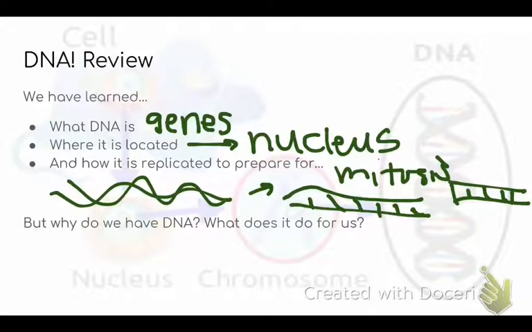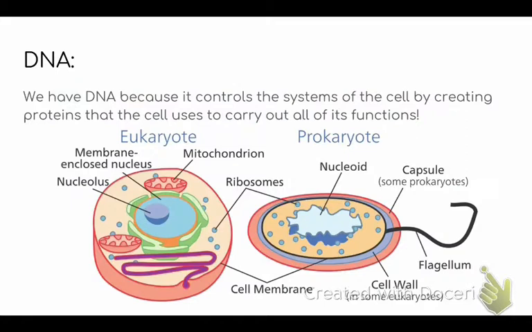But why do we have DNA? What does it do for us, okay? We know that it contains our genes, and that's really what it does for us. It provides a set of directions, our genes that code for specific proteins to make us who we are. So we have DNA because it controls the systems of the cell by creating proteins that the cell uses to carry out all of its functions.